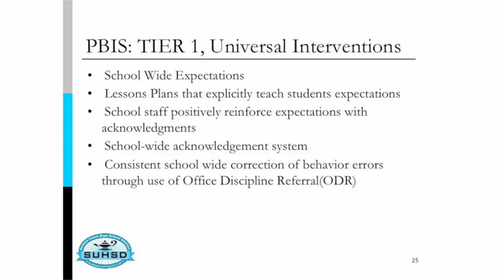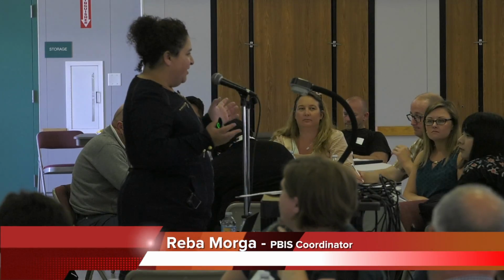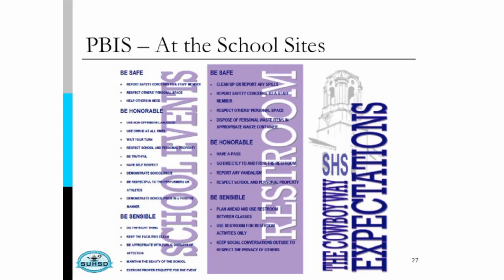Our tier 1, and these are the pieces of the tier that you will be engaged in, is the school-wide expectations. So you've seen like Salinas High, they had safe, honorable, sensible. So you'll see 3 to 5 school expectations, whatever your school might be. I know some of them have safe, responsible, respectful. Some of them have the 3 R's, you're ready to learn, and respectful, responsible. So they'll be a little bit different at each site, but you'll have those school-wide expectations.